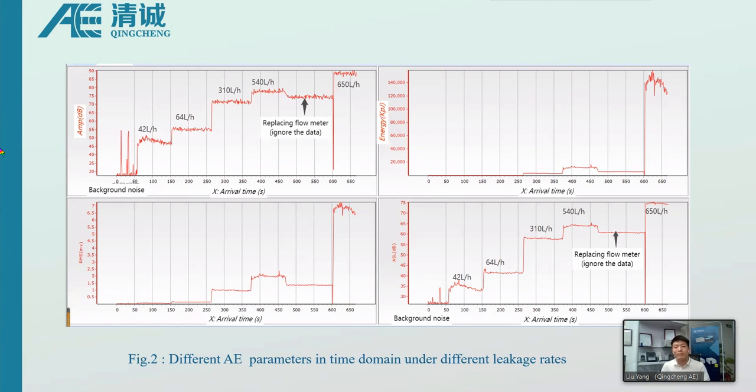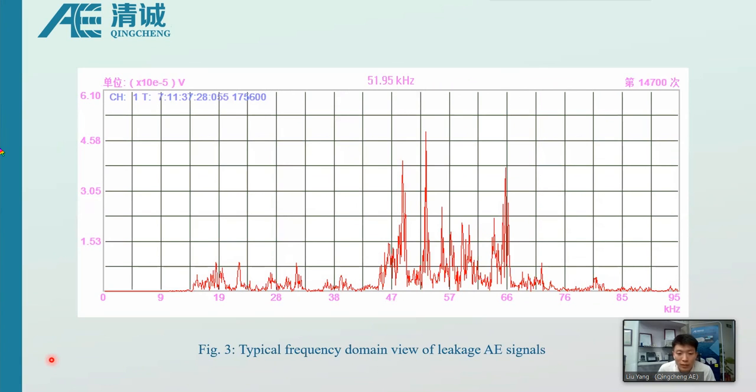This picture is the typical frequency domain. It shows that the leakage AE signal frequency is mainly about 10 to 85 kilohertz.